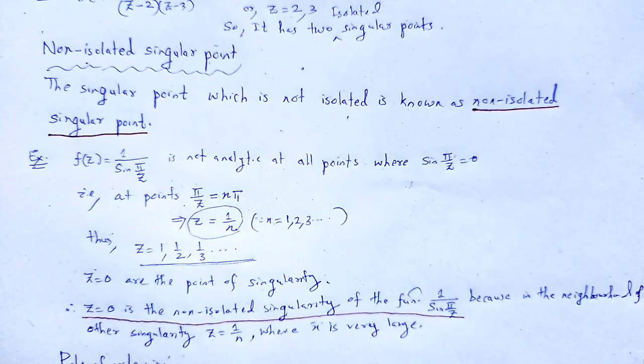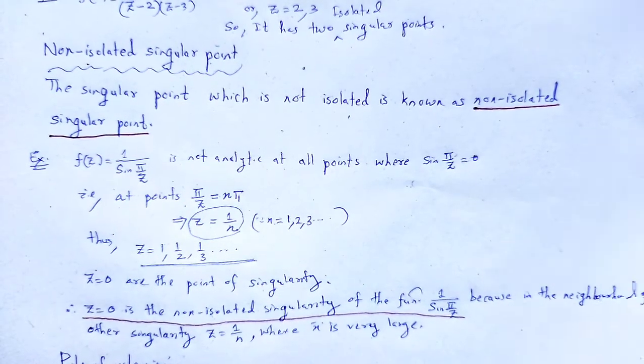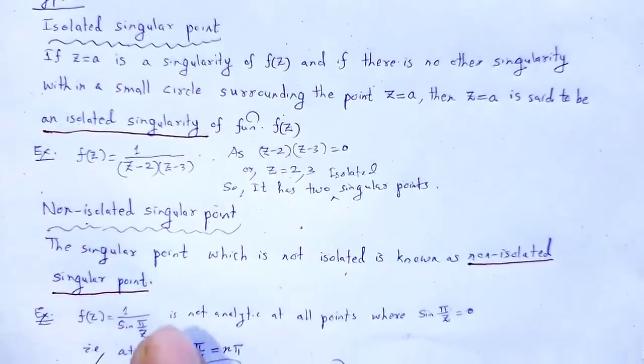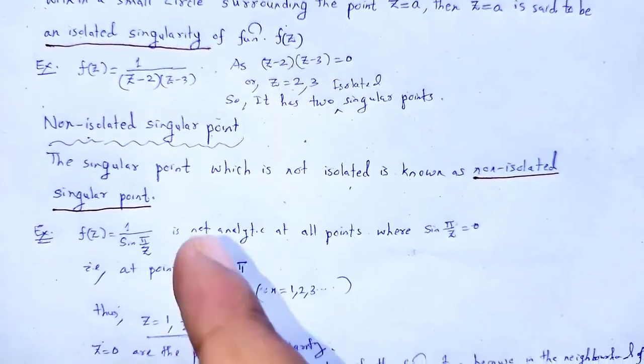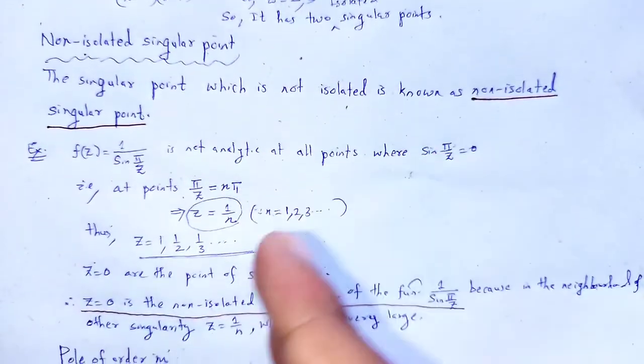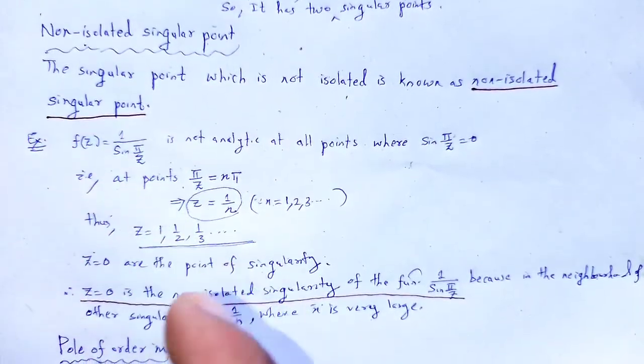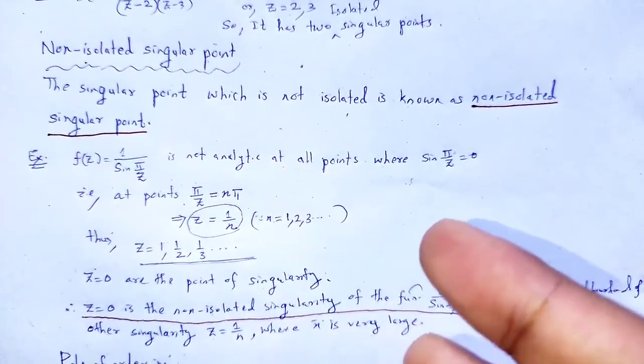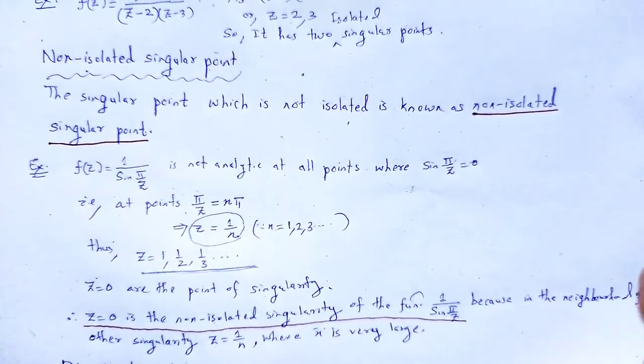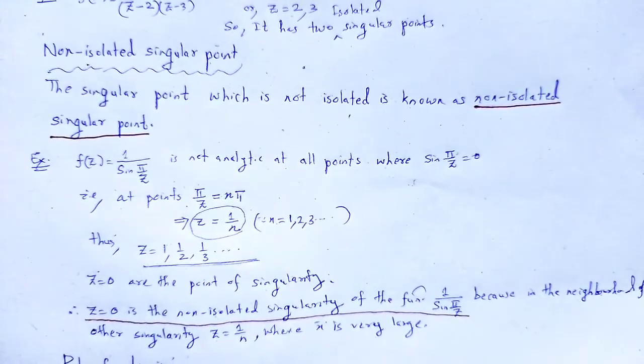In this way, we categorize the singular points as isolated singular points, or, those which are not isolated, non-isolated singular points. By taking an example, we clarify how we say it as either isolated or non-isolated.